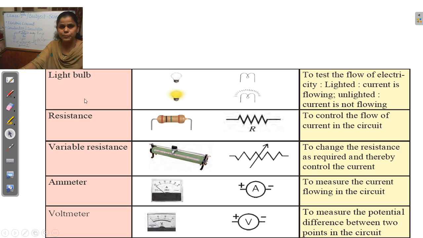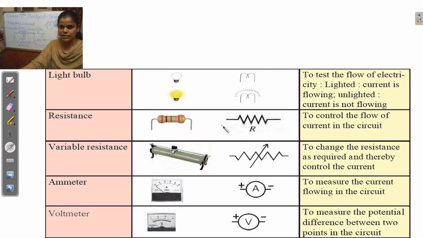Then next, light bulb. The symbol for a light bulb is like this, an off bulb. This is an off bulb, and if we draw lines like this, the bulb is lit up. Understand? Light up and light off. So it is used to test the flow of electricity.